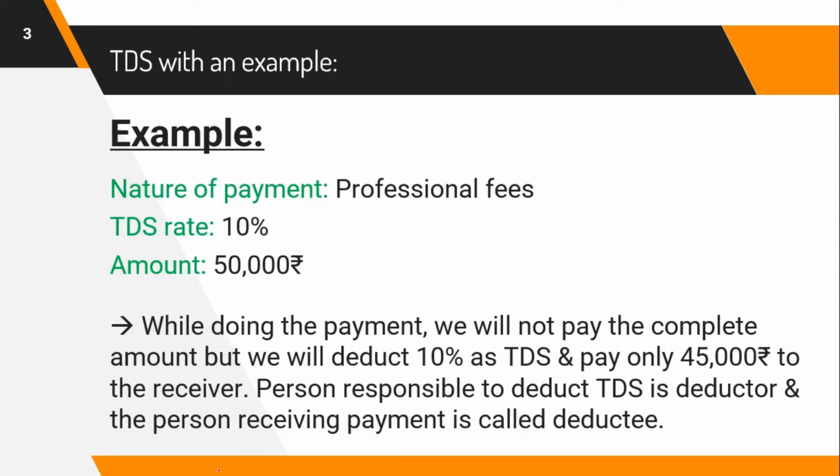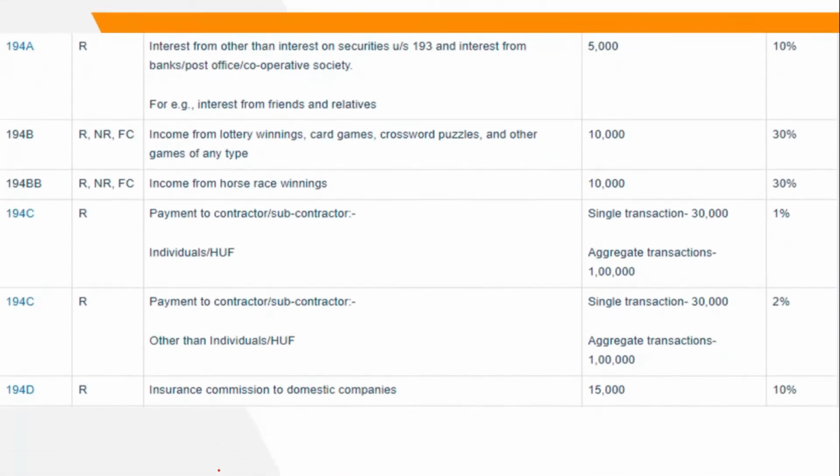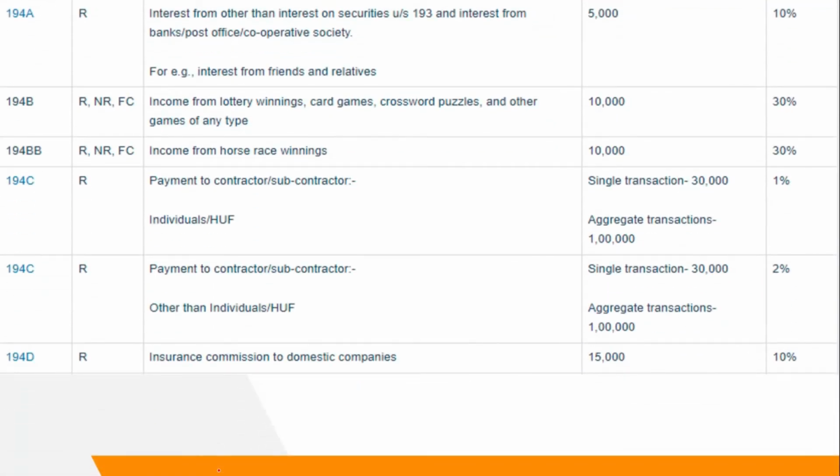And this 10% amount which you deducted as TDS from your seller, you have to deposit to the government as tax. While doing the payment, we will not pay the complete amount, but we will deduct 10% as tax and pay only 45,000 rupees to the receiver. The person responsible to deduct TDS is the deductor, and the person receiving the deducted payment is called the deductee. TDS is levied on various services such as professional fees, TDS on contract, rent, income from commission, etc.